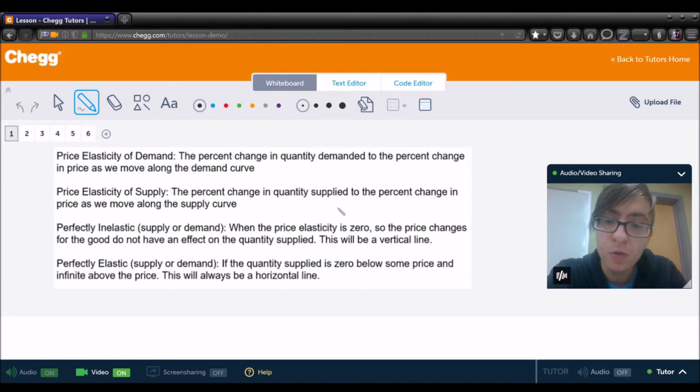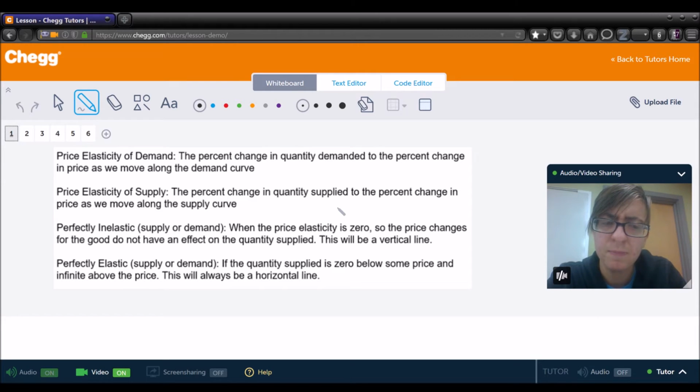As you can see below that, I have two other definitions, perfectly inelastic and perfectly elastic. So, when a curve is perfectly inelastic, it will be vertical. This means that the price elasticity is zero, so the price changes for the good do not have an effect on the quantity supplied. If that makes you a little bit lost, don't worry, I'll be showing you a graph for that and perfectly elastic. So for perfectly elastic, it will always be a horizontal line. The quantity supplied is zero below some price and infinite above the price.